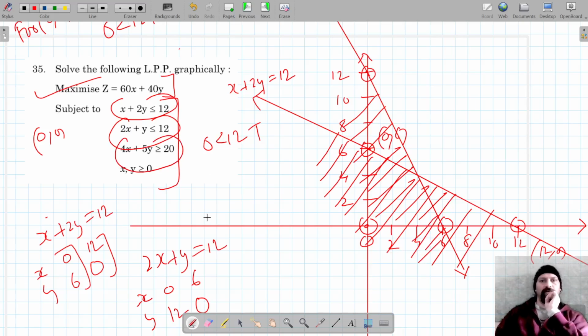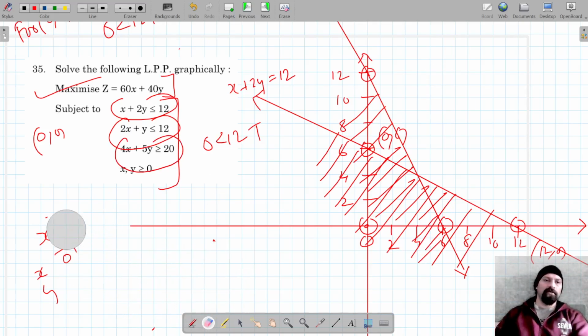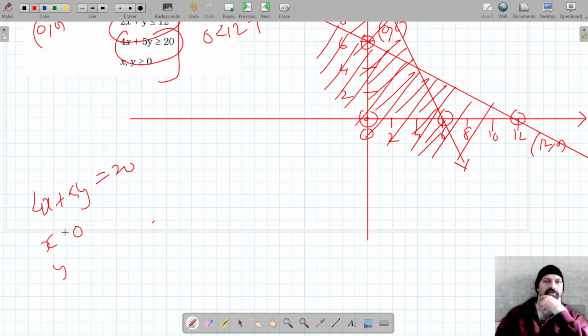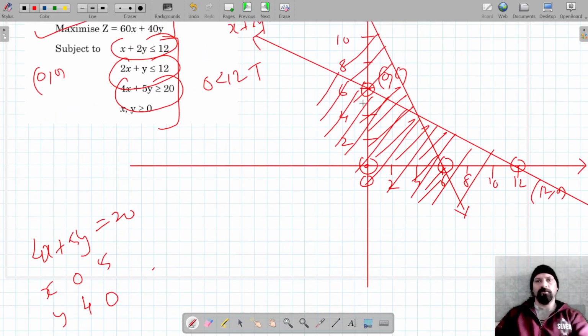Now for 4x plus 5y is equal to 20. If I put x is equal to 0, which gives me y is equal to 4, and for y is equal to 0, which gives me x is equal to 5. So (0, 4) is here, and (5, 0) is here. And let me join them, which gives me the equation of the line, this one.